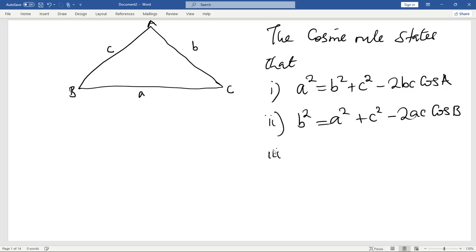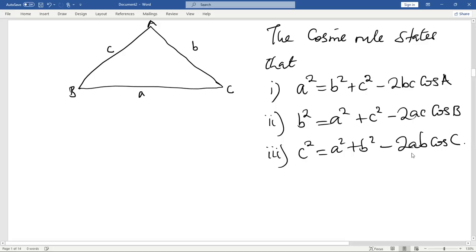Then again, for c squared, we're going to have a squared plus b squared minus 2ab cos C. So if you're given this angle and the two sides a and b, and you're asked to find the value of small letter c, we use this formula. Okay, let's look at an example that involves the cosine rule.